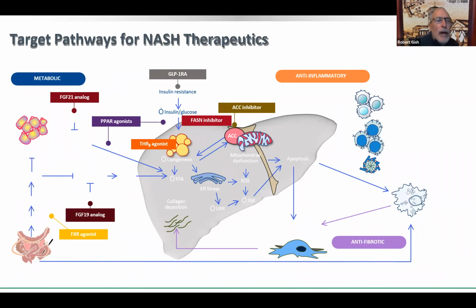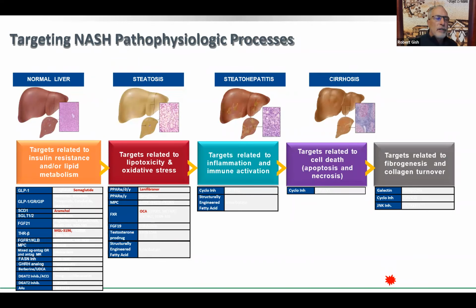A little bit more on treatment pathways that can include FGF19, FGF21, FXR, GLP, thyroid beta agonists, FASN, and ACC inhibitors. And then we can go directly to anti-inflammatory drugs. This just lists off a variety of different drugs that are in process here. I'm not going to go into great detail, but we can attack this at multiple places.